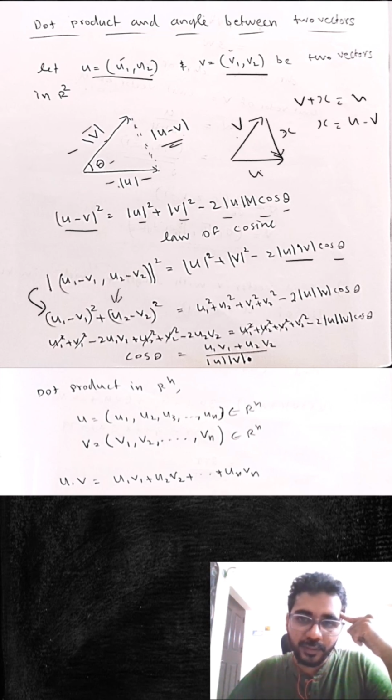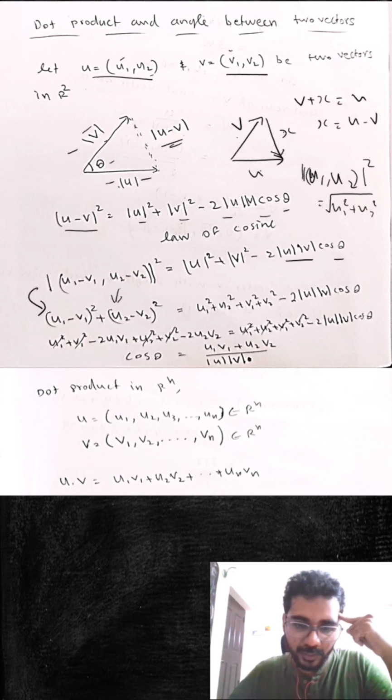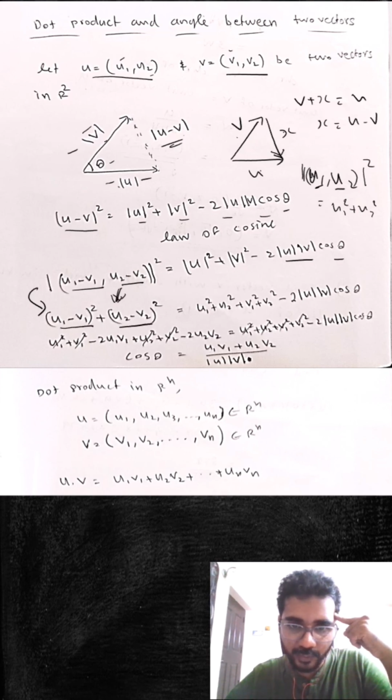We know the formula to calculate the length. Suppose u1 u2 is a vector, then its length will be equal to square root of u1 square plus u2 square. So when we take the square here, we need to remove the square root, so it will be u1 square plus u2 square. Similarly, instead of u1 we have here u1 minus v1, instead of u2 we have u2 minus v2. So we can write from this to this as u1 minus v1 square plus u2 minus v2 square.